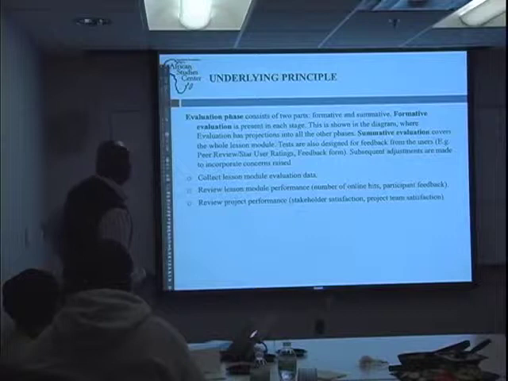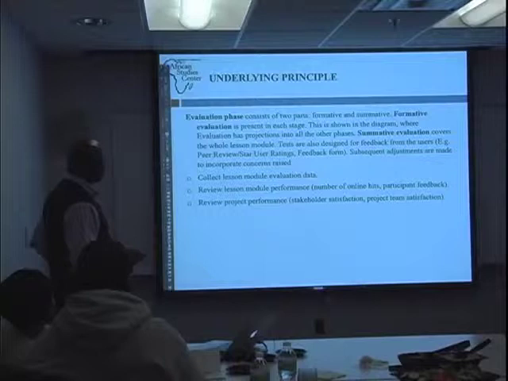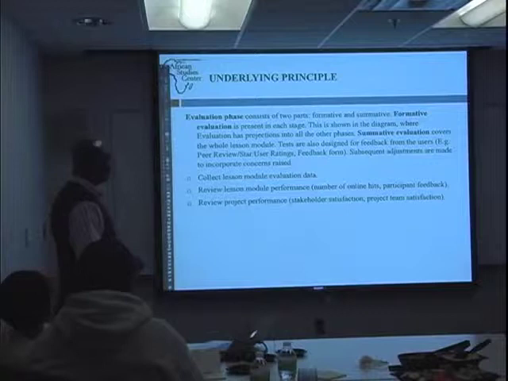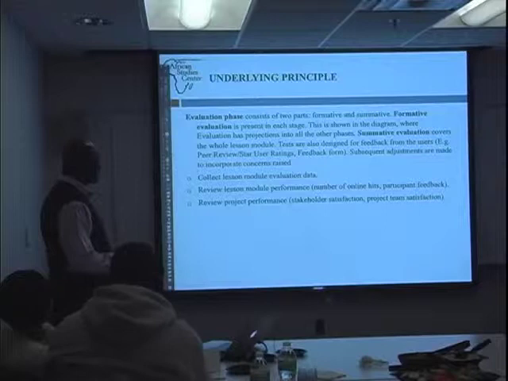The evaluation phase also consists of two parts, formative and summative. Formative evaluation is present at every stage. Those were the three lines I showed earlier on in the ADDIE model. And then we have the summative evaluation, which covers the whole lesson model. These are usually designed for feedback from users. We could decide to use peer review, star user ratings, or a feedback form.